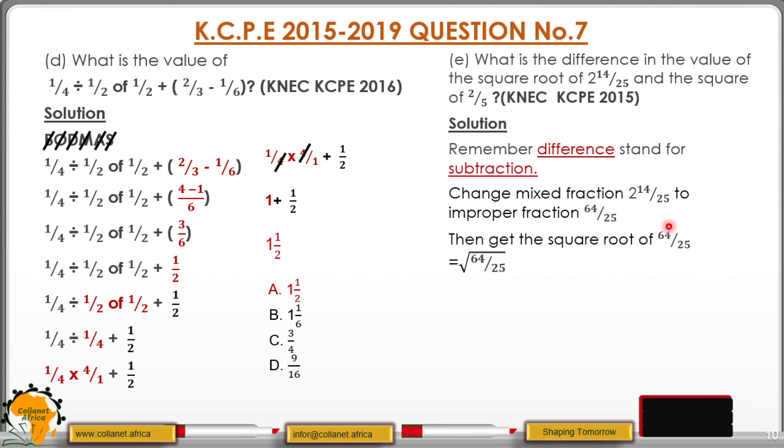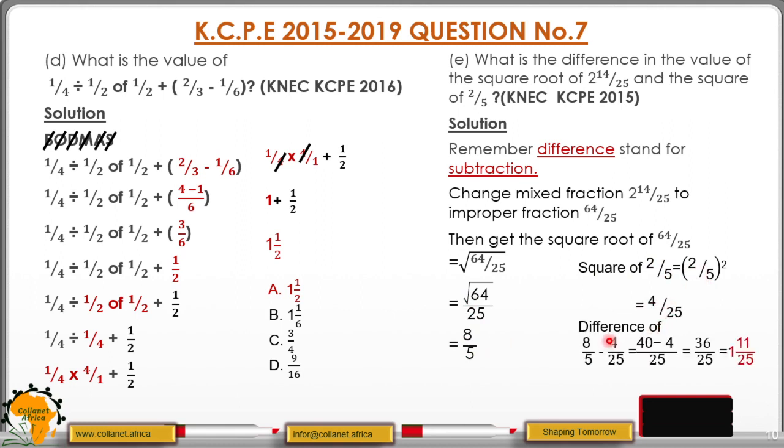Square root of this one, it means the square root of 64, and also in the denominator you also get the square root. So this one will be 8 and the other one will be 5. So that is the first part. Then the square of 2 over 5, you get 2 over 5, you square, you get 4 over 25.